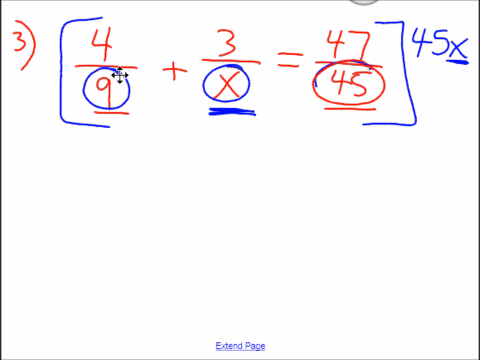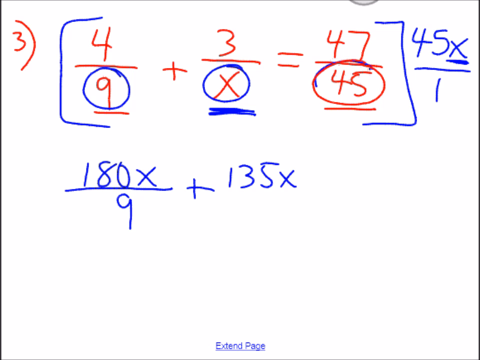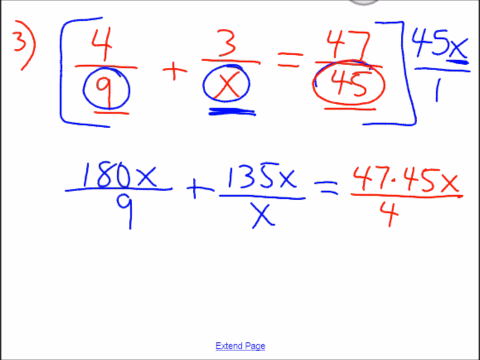I'll put it over 1. 45x times 4 is going to be 180x. So 180x over 9. Notice I keep the denominator the same because we're multiplying by 45x over 1. For the second fraction, 3 times 45x is going to be 135x over x. And for the last fraction, because the number I'm multiplying by is the same as the denominator, I'm not actually going to multiply those numbers. I'm just going to write the multiplication out and keep the denominator the same.